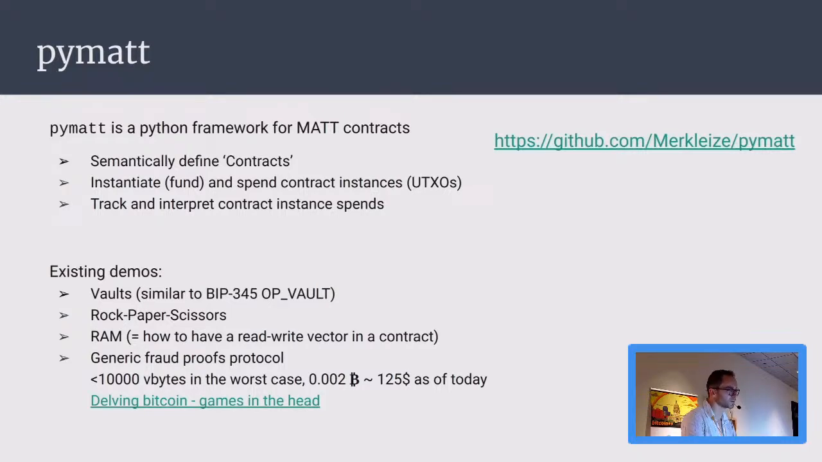I will not present this today, but since it's popular to show the vbytes these days, if you implement this with PyMath, the expectation is that for the most complex computations, like 4 billion steps, if you implement fraud proofs, you will get, in the worst case, so in the non-cooperative case where the entire fraud proof bisection protocol needs to go on chain, the expectation is that the total cost will be less than 10,000 vbytes, which at today's fees is around $125. So not bad. I have a blog post on Delving Bitcoin that describes all these things.